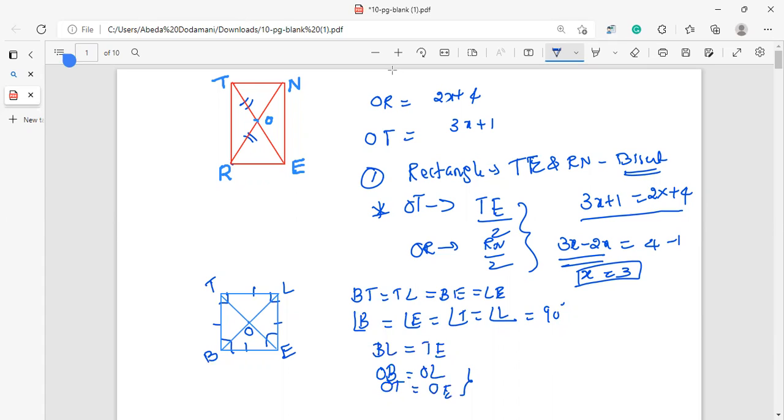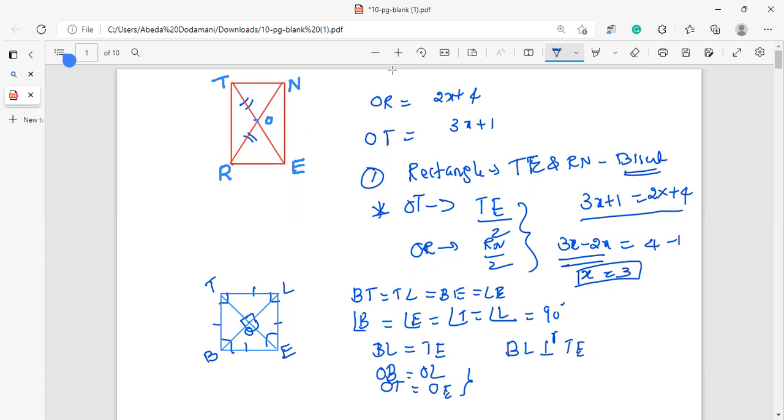Also, you can take this BL and TE, the diagonals I am talking about; they are also perpendicular to each other. That means the angle between them will be 90 degrees. They are bisecting in a perpendicular way. This is how, guys, we need to understand the properties in depth so that we can understand the other concepts easily. That is very important, which you have to understand in a very deep manner.